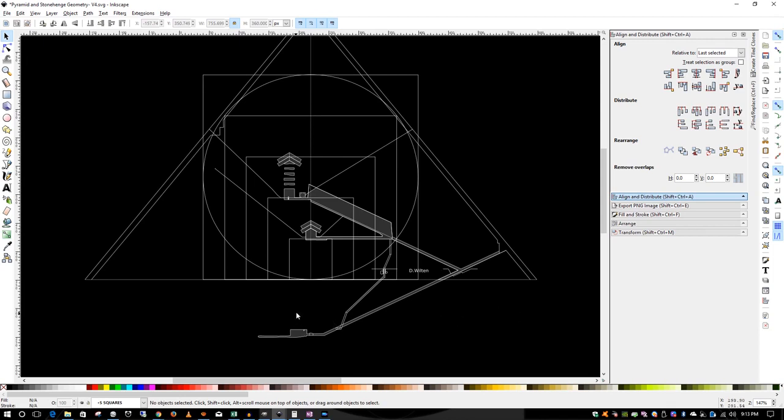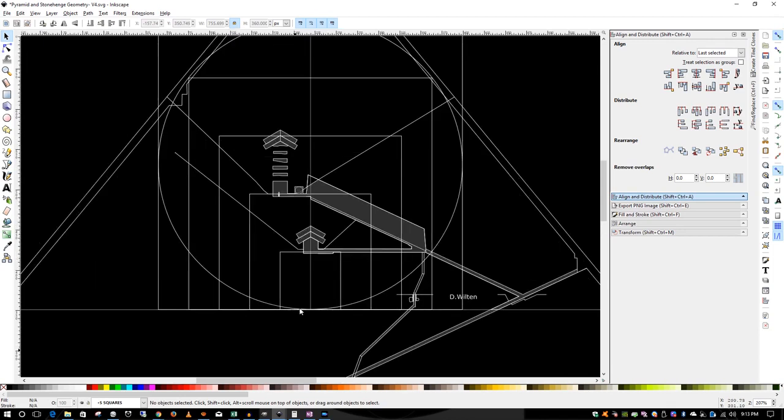So now they're all aligned to the bottom. This particular square here is 72 feet. You can see that it's actually 72 feet to the first chamber. To the king's chamber that you see right here, it's 144 feet up. At the top of the king's chamber, it's 216.